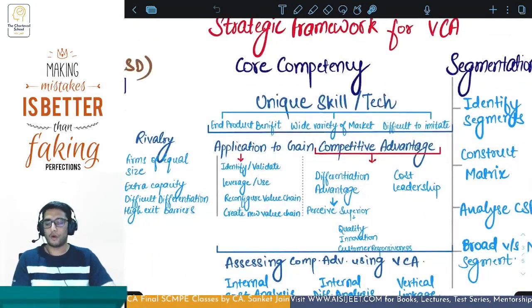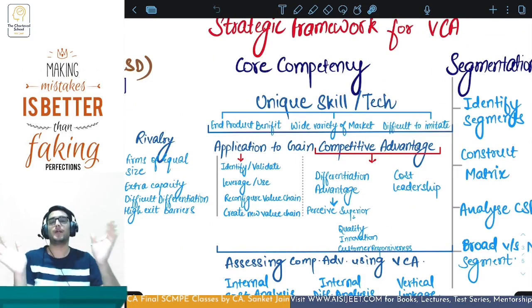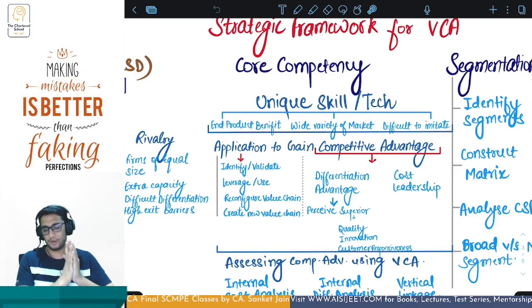Then comes your core competency analysis. Core competency is basically a unique skill or a technology that you have, which can help you differentiate yourself from the rest of the competitors. So how to assess if you have this unique skill or tech or a core competency or not?